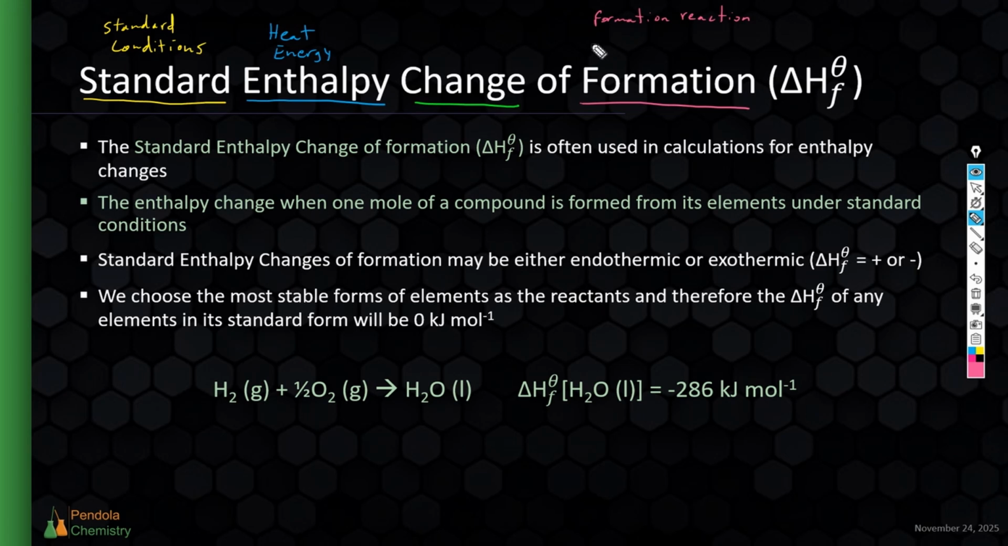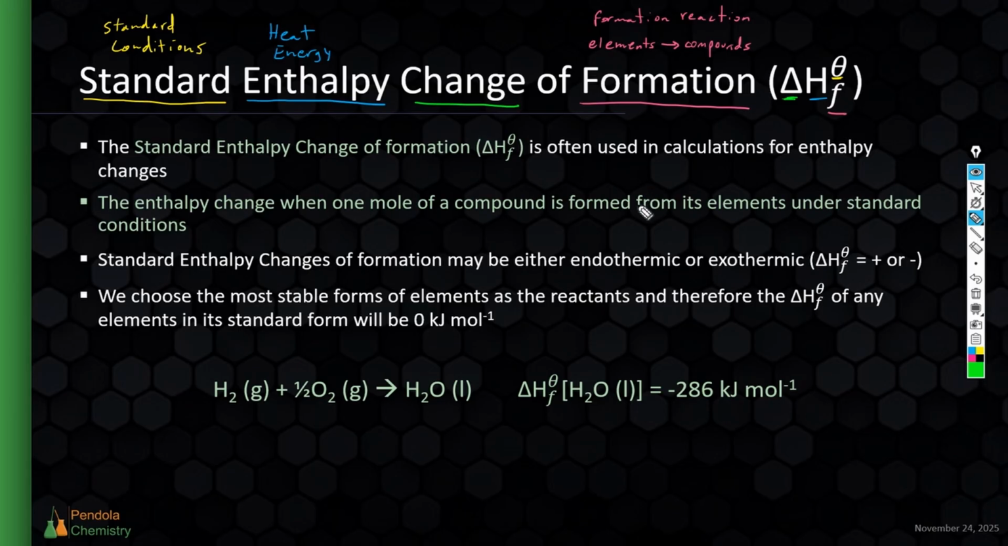Formation reactions are when elements in their elemental form are turned to compounds. So formation reactions are unique in that the formation reaction goes from elements in their elemental form to compounds. We're never going to have a compound as a reactant. We're going to have compounds as products. And again, we're going to look at this standard enthalpy change. So standard being the symbol up here, enthalpy being H, change being the delta or the triangle, and then the F being the formation.